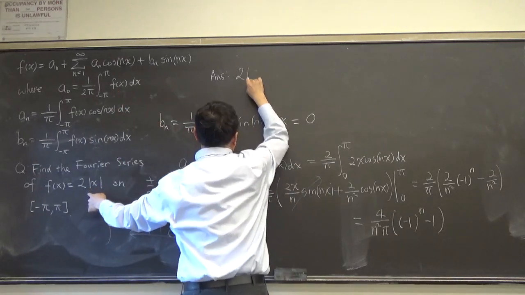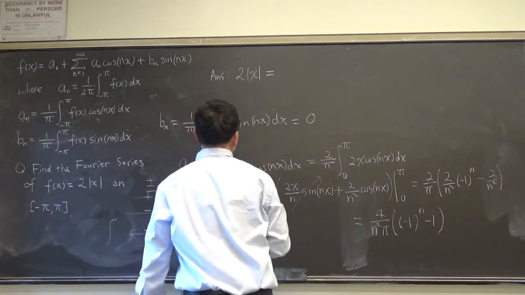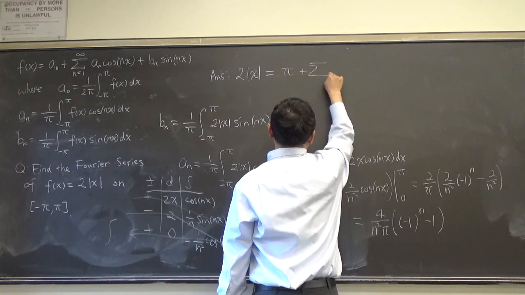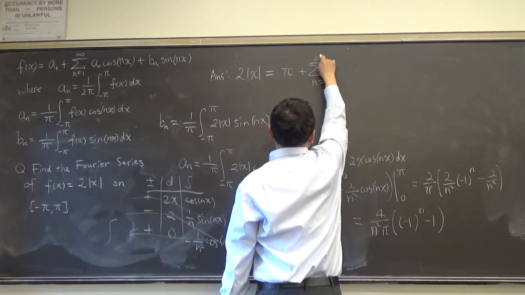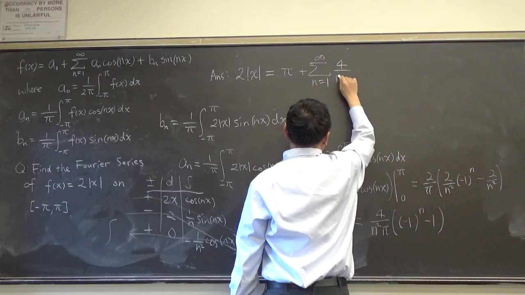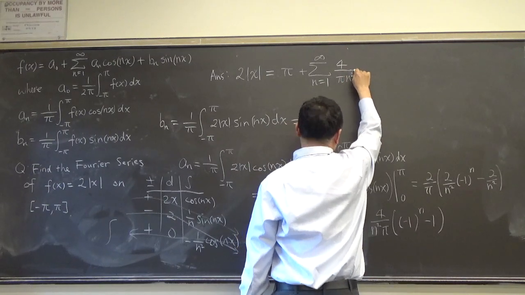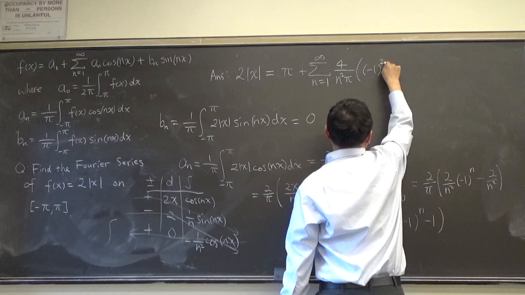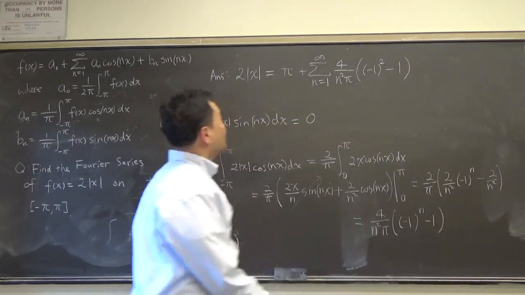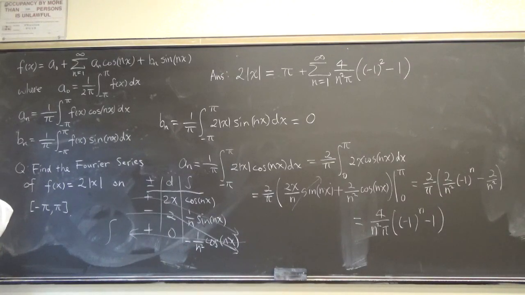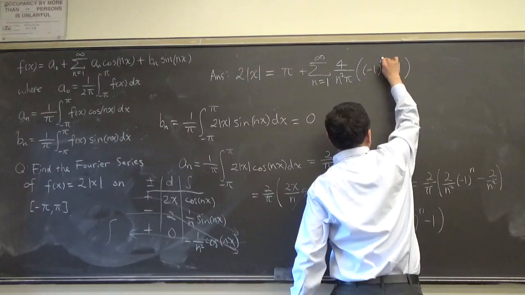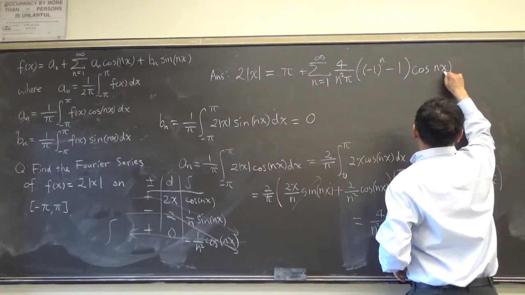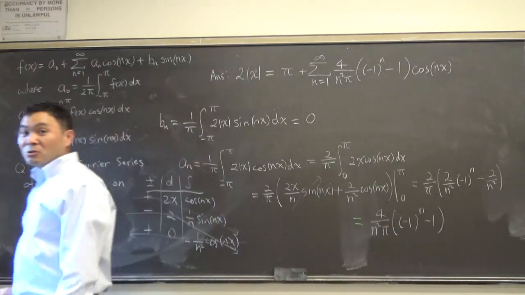The function 2 times the absolute value of x will be equal to a0, which is pi, plus the summation of n equals 1 through infinity of 4 over n squared pi times (negative 1 to the nth power minus 1) times cosine nx. Since bn is 0, that term doesn't show.